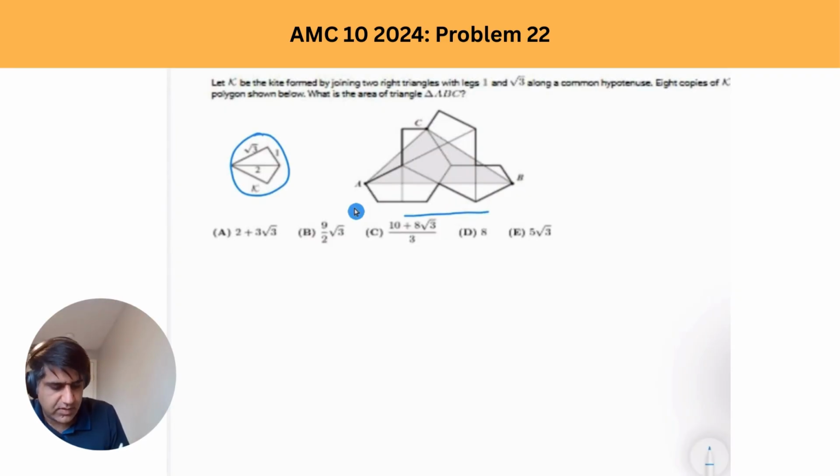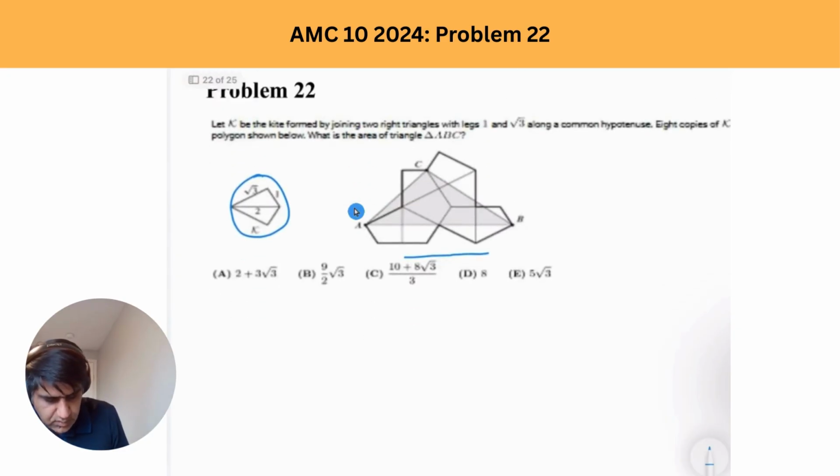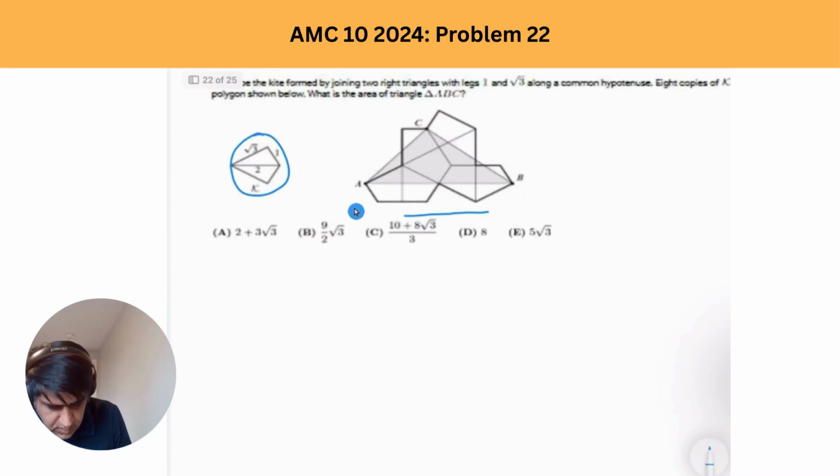So let's first identify the kites in this polygon. If we see here, this is the first kite, this is number 1, 2, 3, 4, 5, 6, 7, and 8. So we have these 8 kites here, right? As you can see.